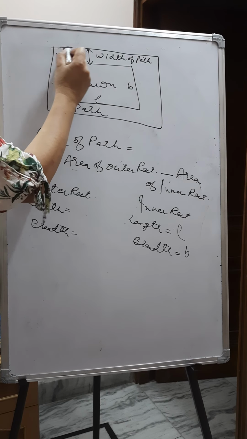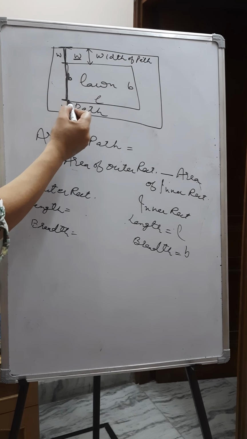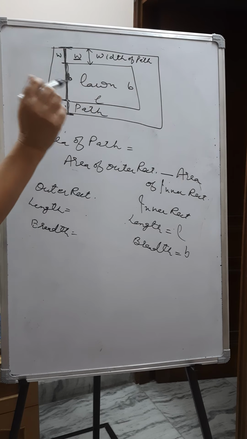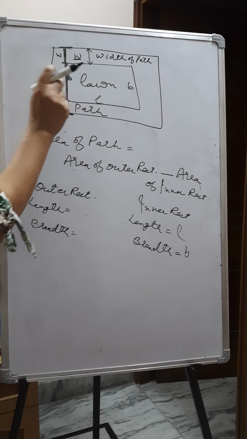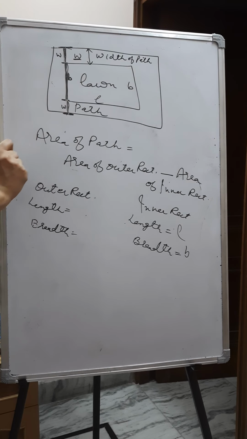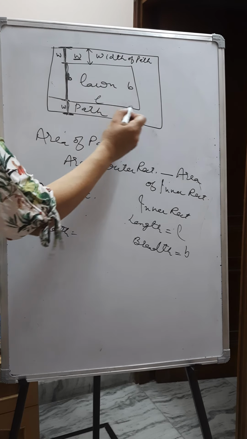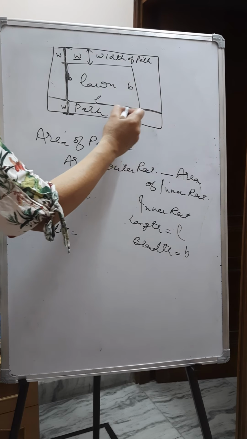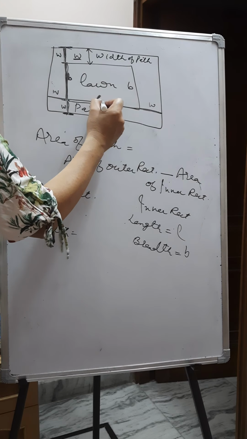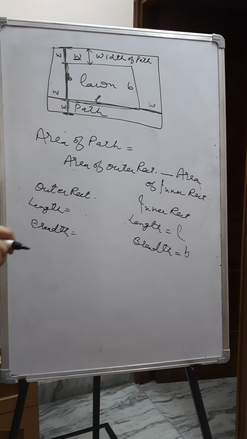So the total from here to here is B plus W plus W, that is, the breadth of the inner rectangle plus width plus width. Two times the width is added if the inner dimensions are given. Same way for the length, this W and this W are added to the length to make the complete straight line and get the outer dimensions.